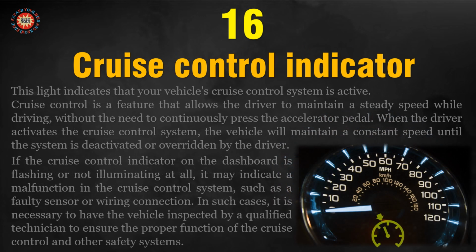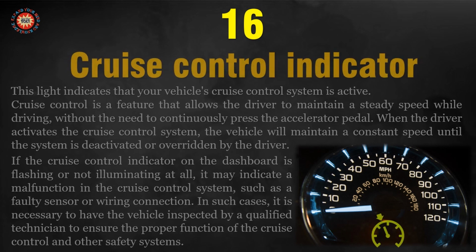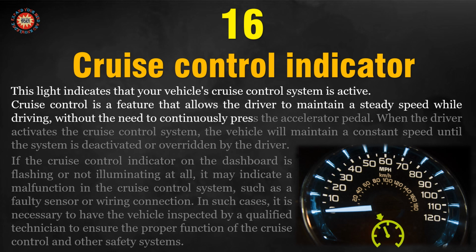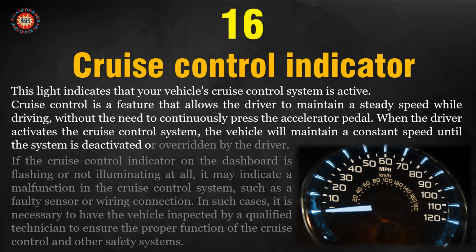Symbol 16. Cruise control indicator. This light indicates that your vehicle's cruise control system is active. Cruise control is a feature that allows the driver to maintain a steady speed while driving, without the need to continuously press the accelerator pedal. When the driver activates the cruise control system, the vehicle will maintain a constant speed until the system is deactivated or overridden by the driver.